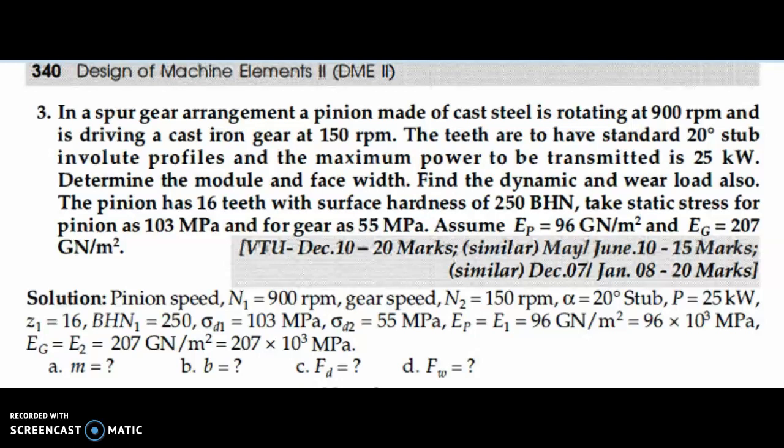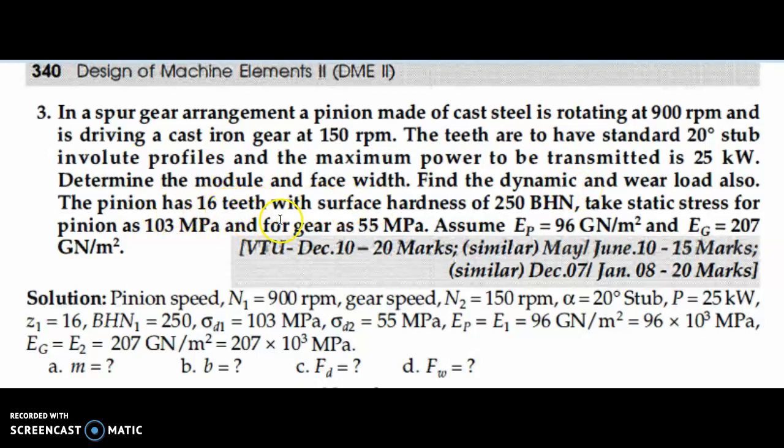In a spur gear arrangement, a pinion made of cast steel is rotating at 900 rpm and is driving a cast iron gear at 150 rpm. The teeth are to have a standard 20-degree stub involute profile and the maximum power to be transmitted is 25 kilowatt. Determine the module and face width. Find the dynamic and wear load also.